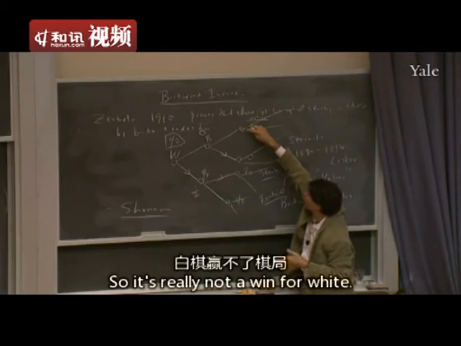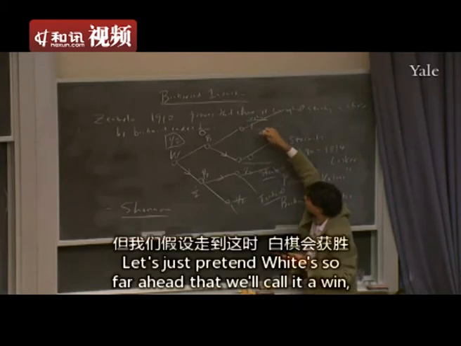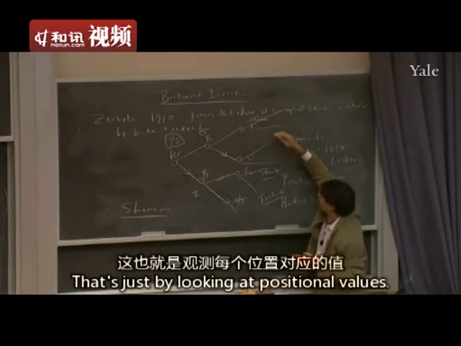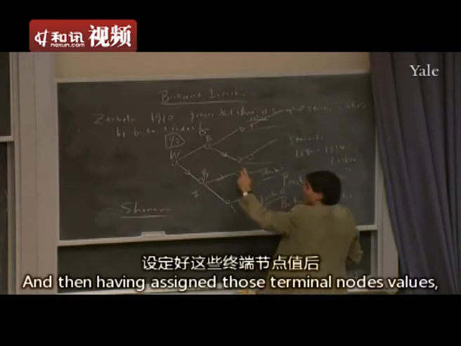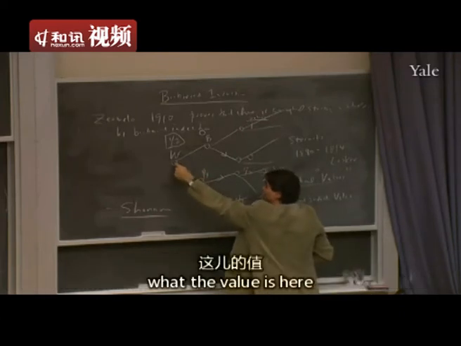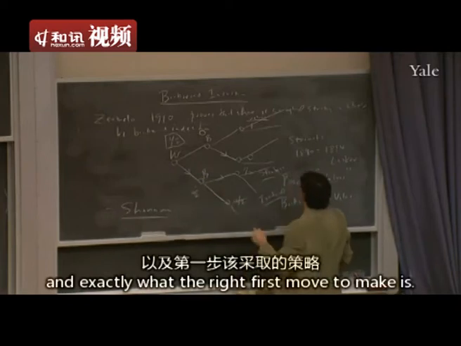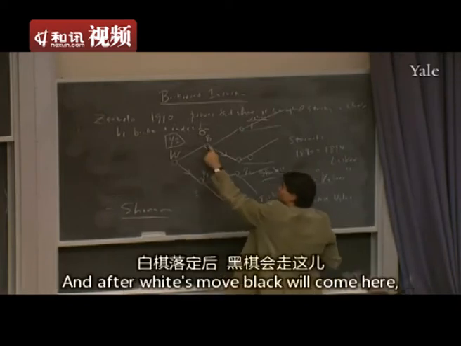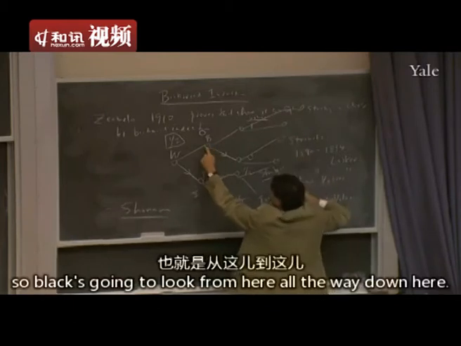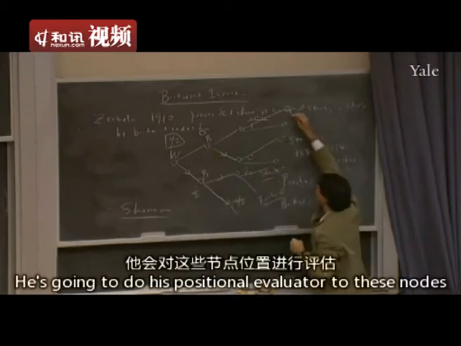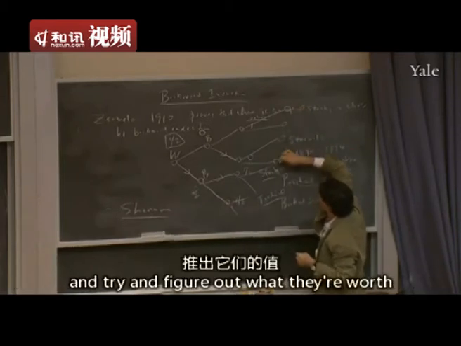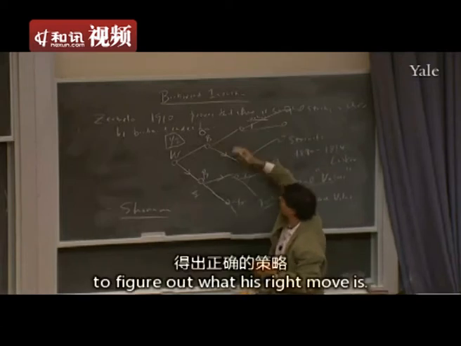So it's really not a win for white. Let's just pretend white's so far ahead that we'll call it a win, a loss, or a draw. That's just by looking at positional values. And then having assigned those terminal nodes values, now by backward induction, you can figure out what the value is here and exactly what the right first move to make is. And then after white's moved, black will come here. Black can now look 2 moves deep. So black's going to look from here all the way down here. He's going to apply his positional evaluator to these nodes and try to figure out what they're worth, and then do backward induction to figure out what his right move is.